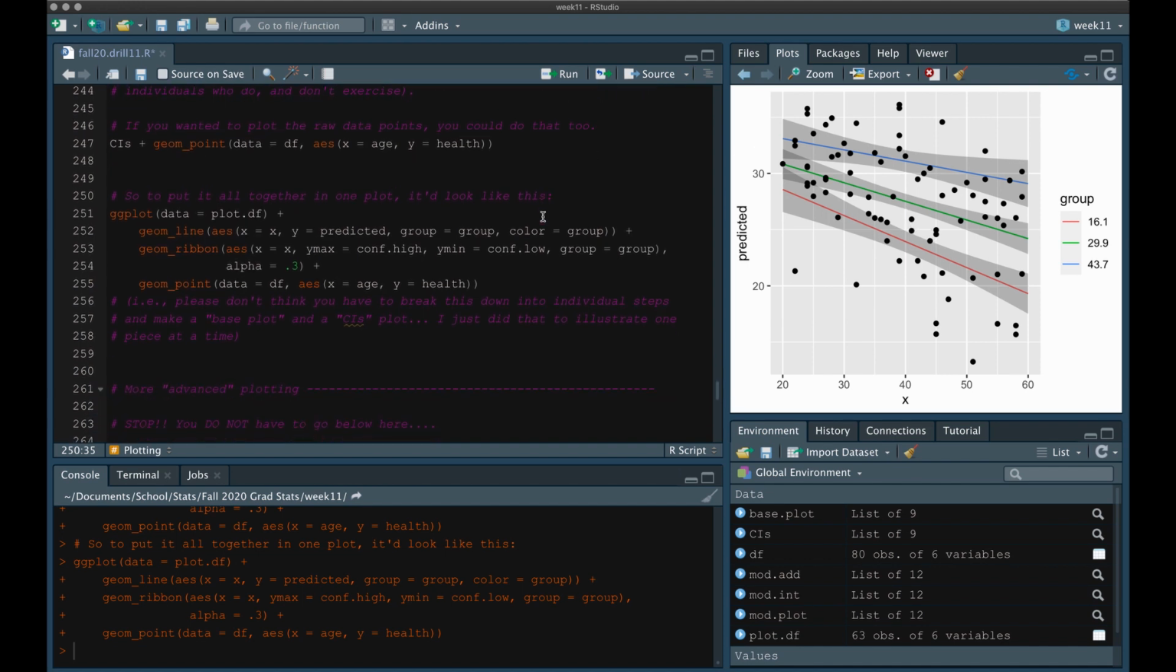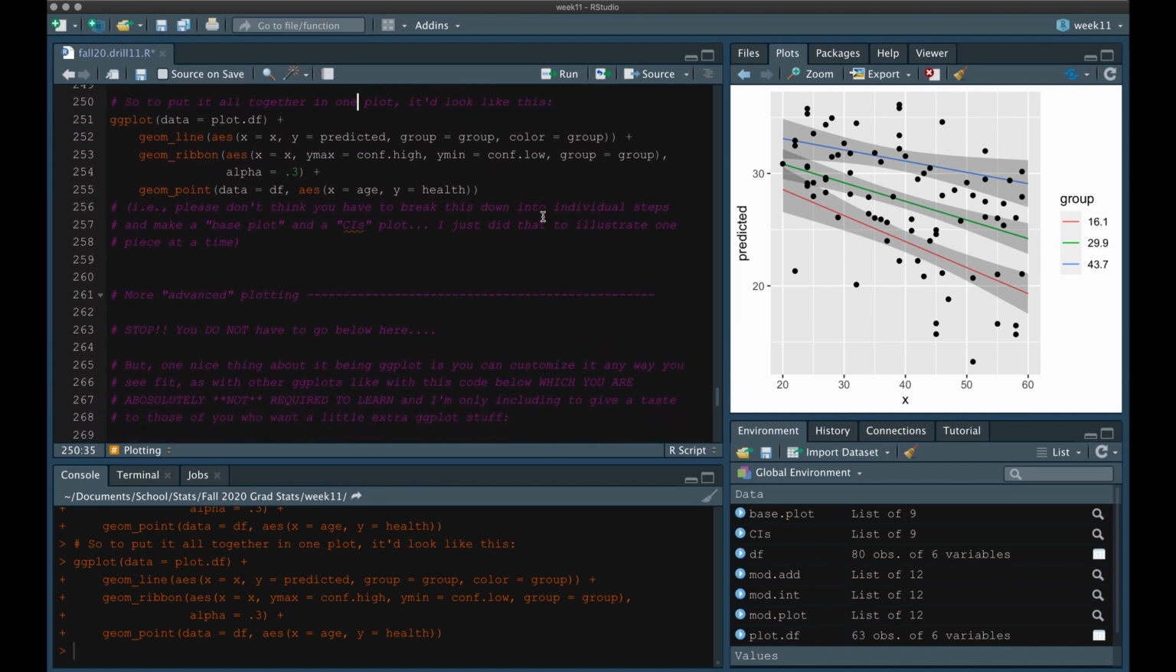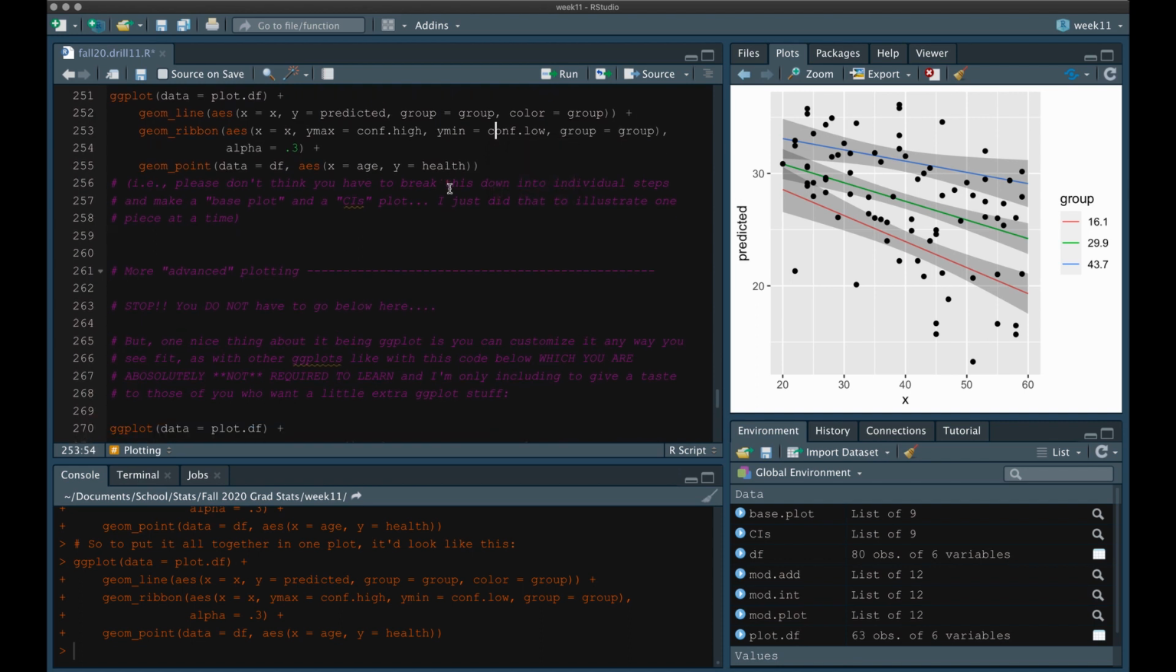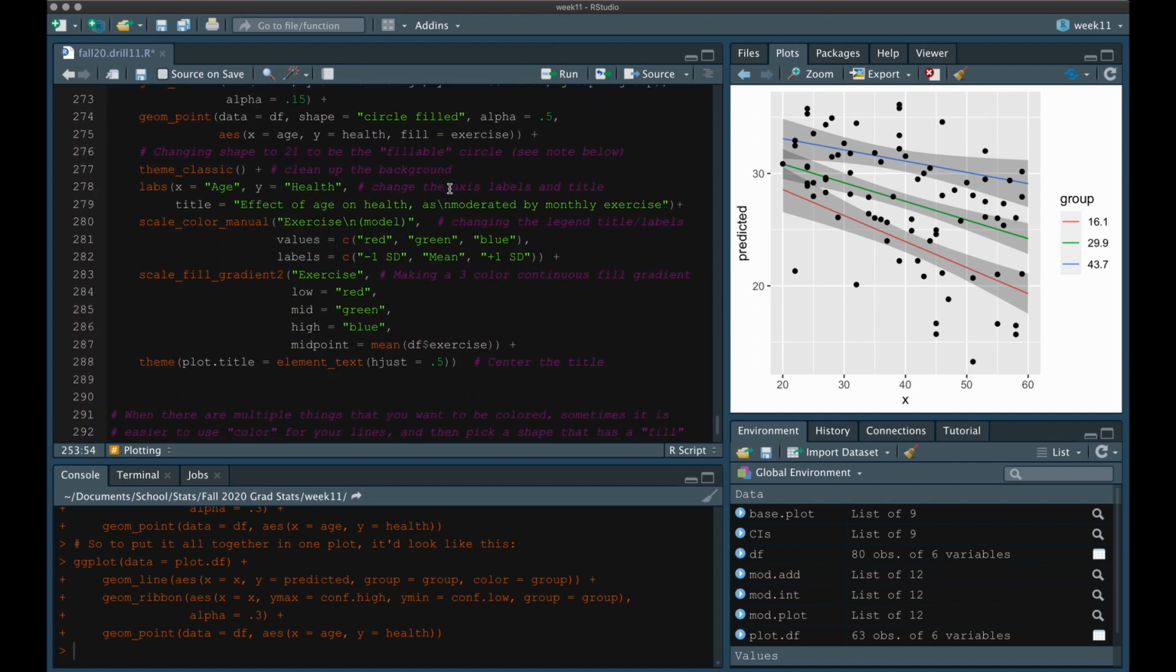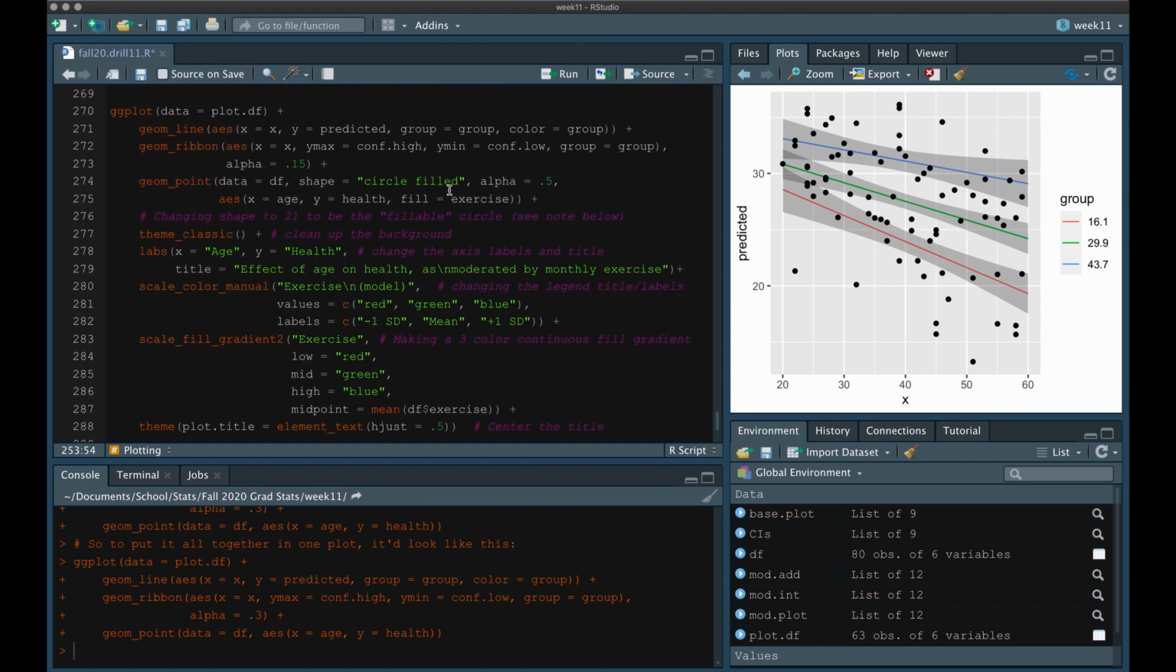And so the final piece that I really want to emphasize, again, is that you do not have to go below this. I believe very strongly in heavy emphasis on data visualization. Bill disagrees with me, and it's his class, by all means. But I know that some of you do want to have a taste of a little bit more advanced visualizations, so I at least wanted to include a little bit of code down here.